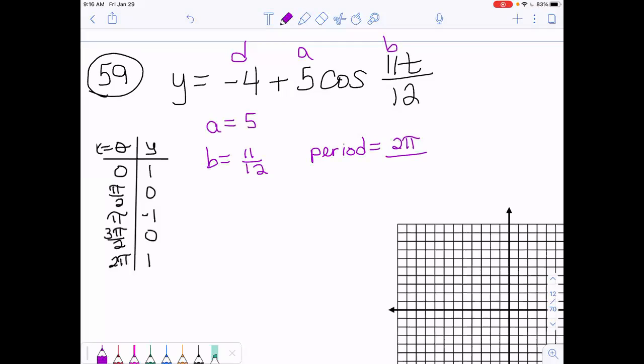The period is 2 pi over B, or 2 pi over 11/12. Which means I need to multiply by the reciprocal.